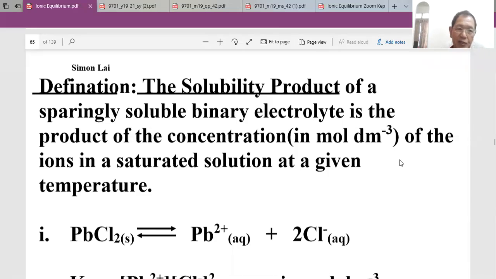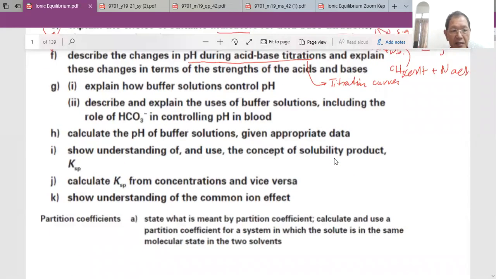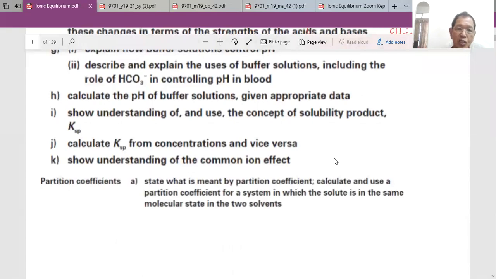Hi there. Today we want to cover the last bit of your syllabus for ionic equilibrium. As you can see here, this part here, I, J, K. Let me just explain to you a short understanding of the use of the concept of solubility product, which is Ksp.